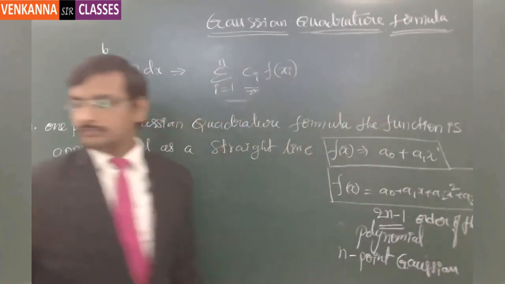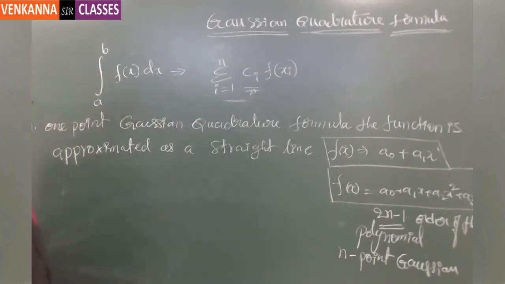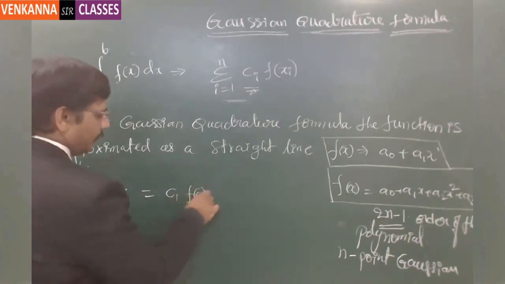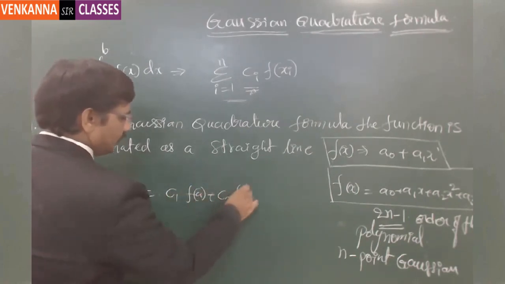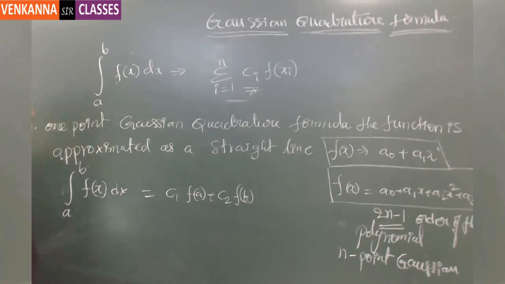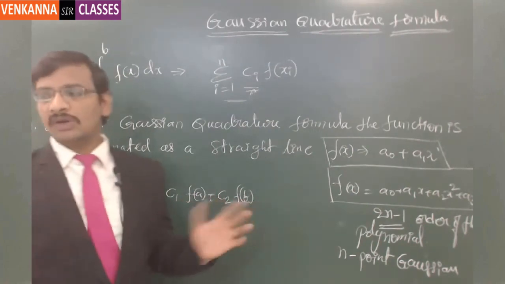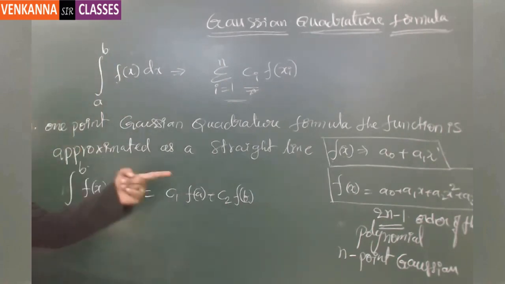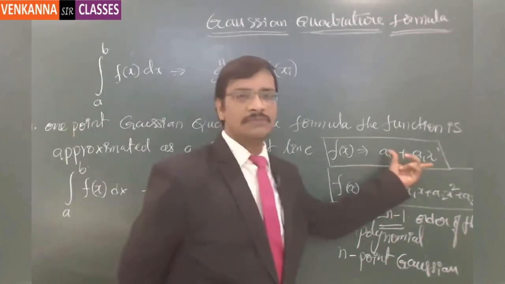Got it? So here, if you are approximating the integral of f of x dx between the limits a and b, this is approximated as c1 f of a plus c2 f of b. So this is how you can express the 1-point Gaussian quadrature formula if it is approximated as a0 plus a1 into x as the function value.